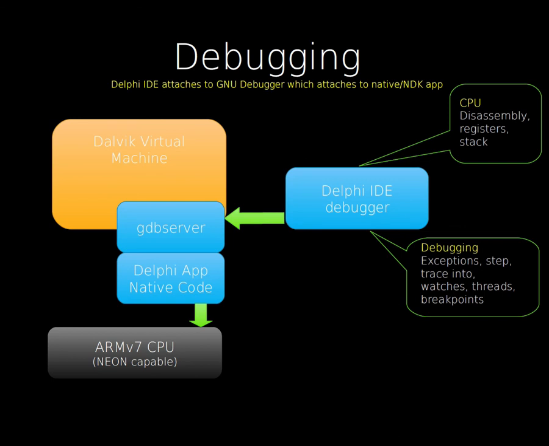And the ADB also allows you access to the debugging capabilities of your app. In this case, for Delphi, it's a GDB server, and the GDB server is used from the Delphi IDE debugger to actually debug, like looking into exceptions, tracing, watches, threads, breakpoints, CPU disassembly as well. And this GDB server, as we've seen earlier, is bundled inside the APK. So each app is actually using its own version of the GDB server.